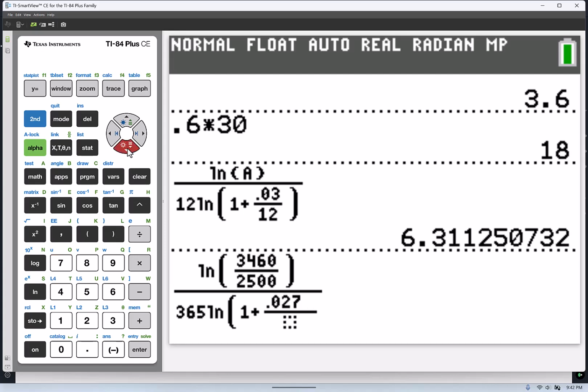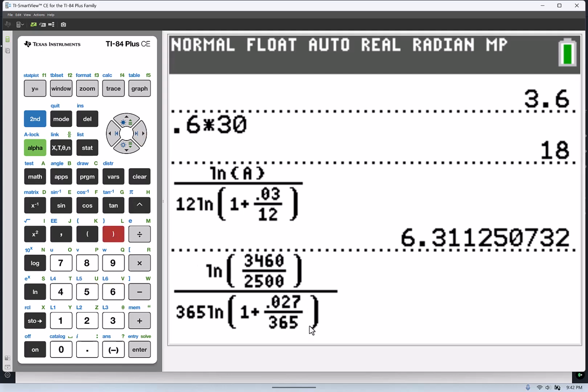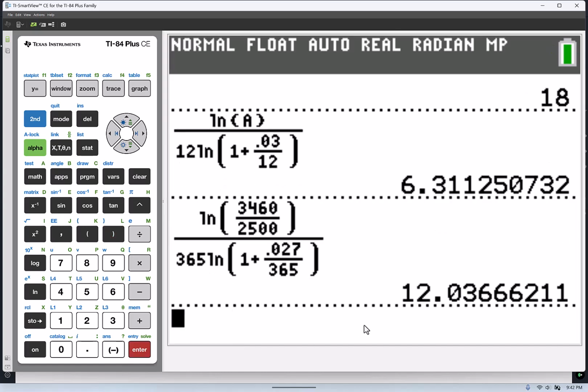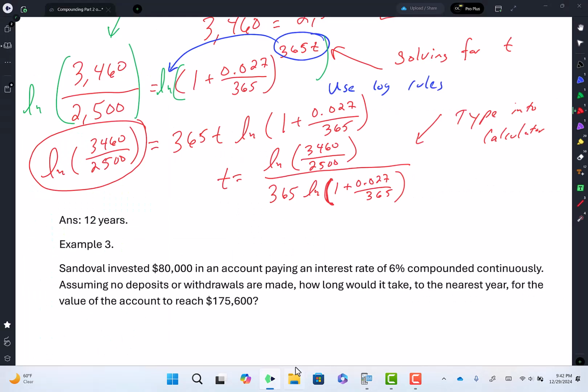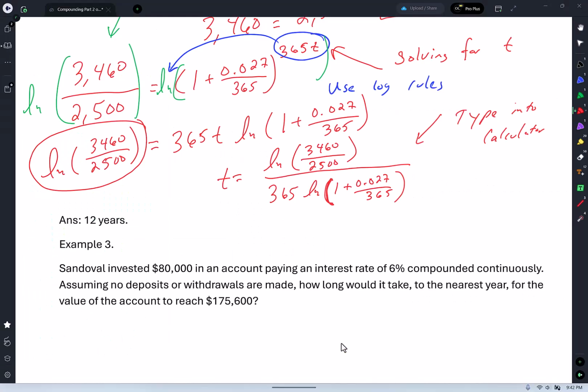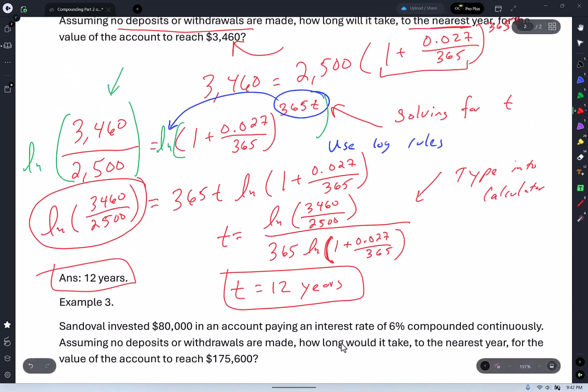0.027. And then that one, I know this one down here has to be that 365. And there it is. And then I'm going to close it. And let's push enter. And there it is, guys. 12.0366. What did they want? Nearest year. So 12 years. So t equals 12 years. And there it is. And yep, we got the 12 years.